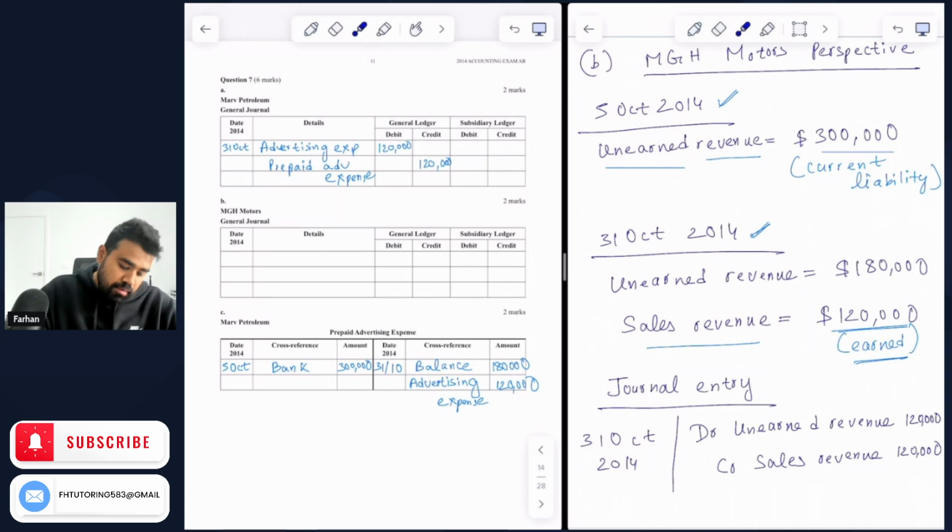And again, we don't have any accounts receivable, nor do we have any accounts payable, so we can record this debit and credit within the section of general ledger. So 31st of October, we debit unearned sales revenue by $120,000, and then we credit sales revenue by $120,000.